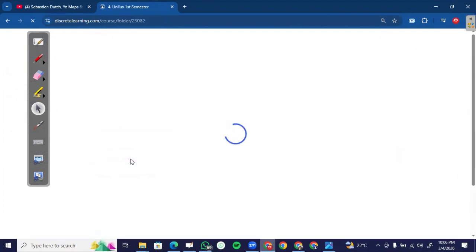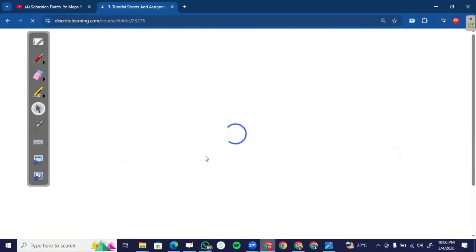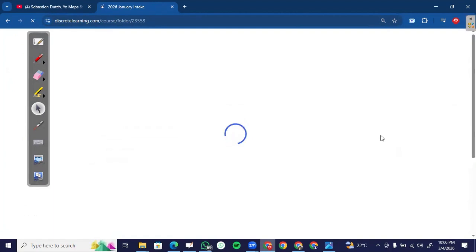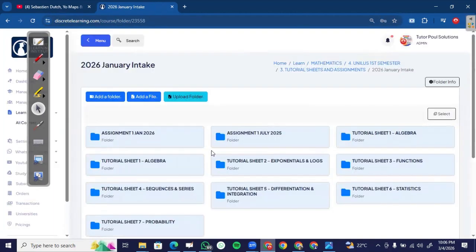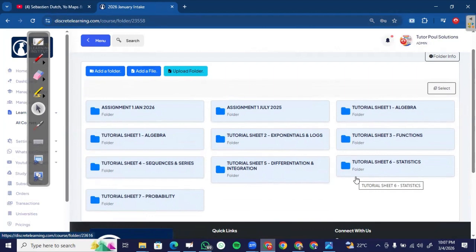If I click on semester one, you see that it's going to open and I'm going to have folders: topic lessons summarized, tutorial sheets, past quiz, test, and exam paper. If you go, for example, into the tutorial sheets, you're going to find videos for all the tutorial sheets. You go to your intake. The current intake now is 2026 January. I'll go into the 2026 January there. You're going to see the assignments are there and all the tutorial sheets are there, so you can watch and learn from these videos at your own particular time.